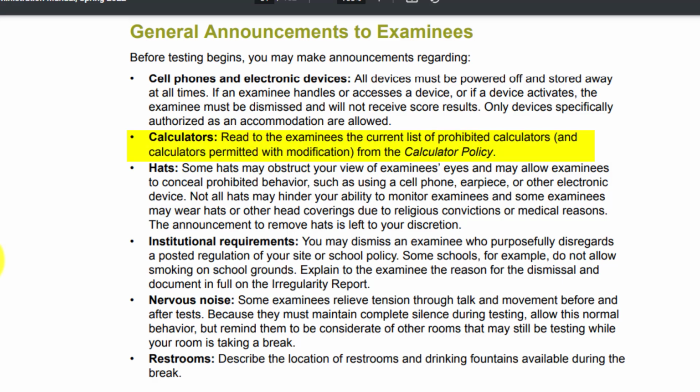Next one is calculators. Read the examinees the current list of prohibited calculators and calculators permitted with modification from the calculator policy. Now remember, it says you may. It doesn't say you have to say this, okay?